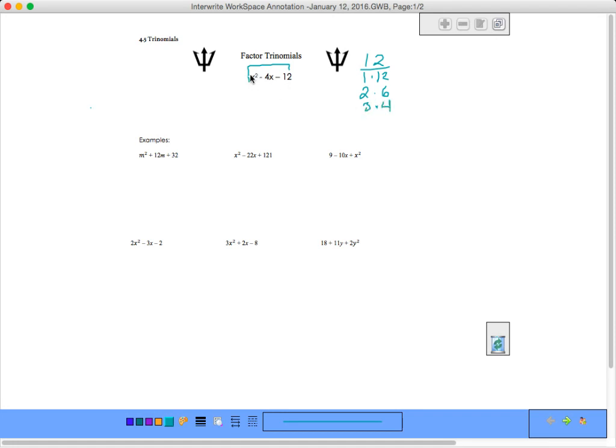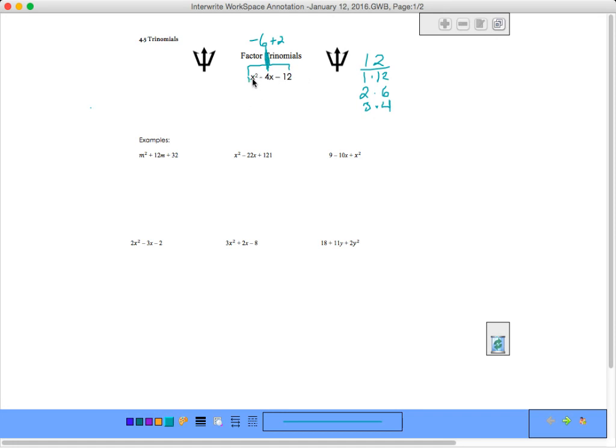Now, this is the outside part of our trident. We need the middle part. So the middle part is what is going to add to get me negative 4x. So looking at my factors, it has to be the same pair. So I can either use 1 and 12, 2 and 6, or 3 and 4. To get negative 4, I want negative 6 plus 2. That would get me negative 4, or 2 minus 6.